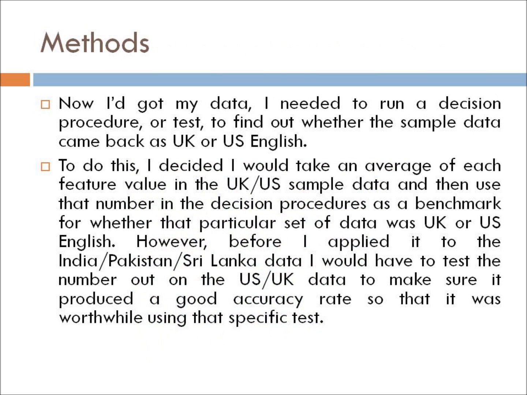Now I had my data, I needed to run a decision procedure, or a test, to find out whether the sample data came back as UK or US English. To do this, I decided to take an average of each feature value in the UK-US sample data, and then use that number in the decision procedures as a benchmark for whether that particular set of data was UK or US English. But before I applied it to the India, Pakistan, Sri Lanka data, I would have to test the number out on the UK-US data to make sure it came back with a good accuracy rate so that it was worth using that specific test.